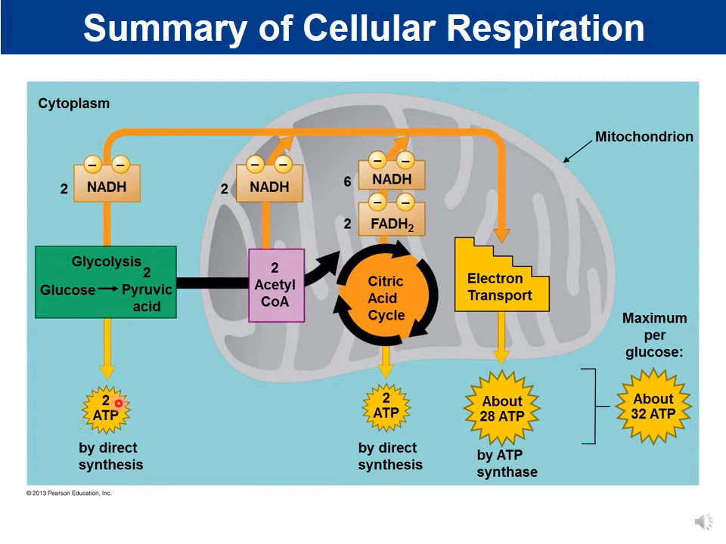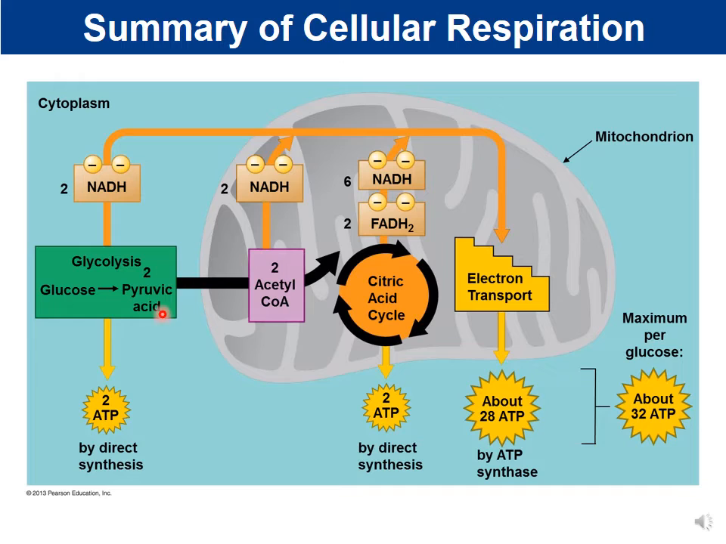We get 2 ATP, and the ATP produced during glycolysis is by substrate level phosphorylation. We simply take a substrate that has a phosphate and we transfer it on to ADP, forming ATP.